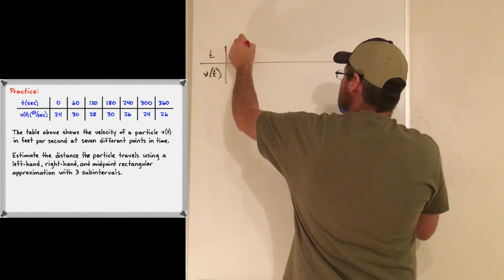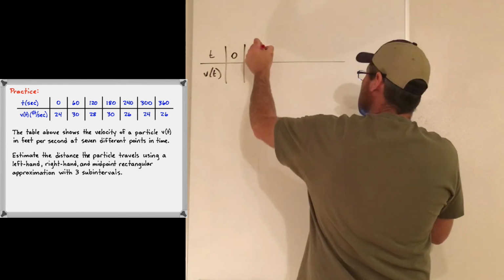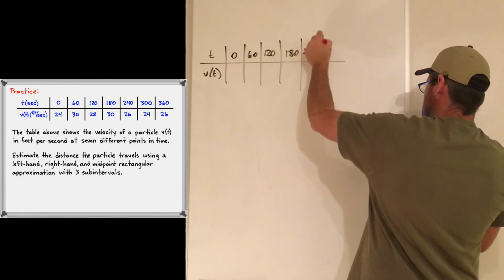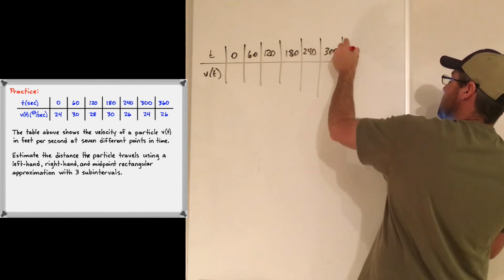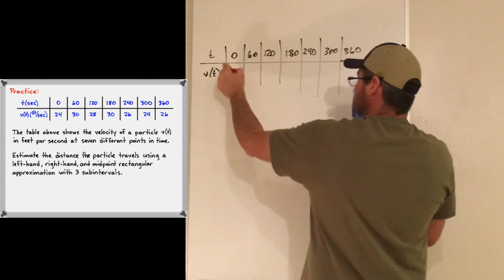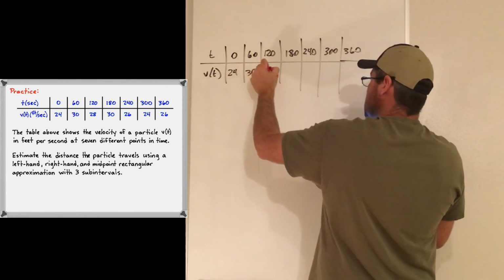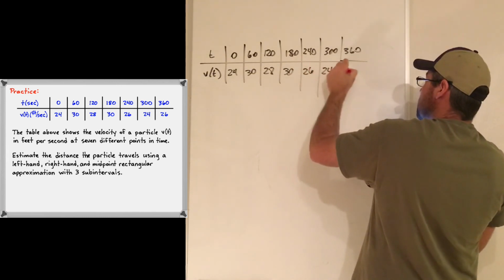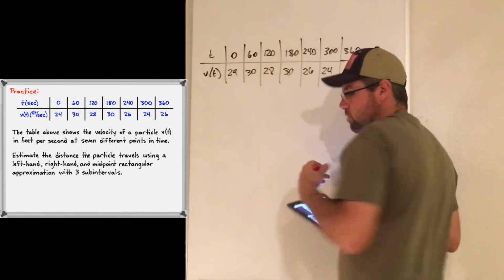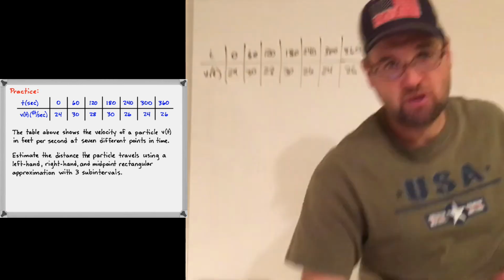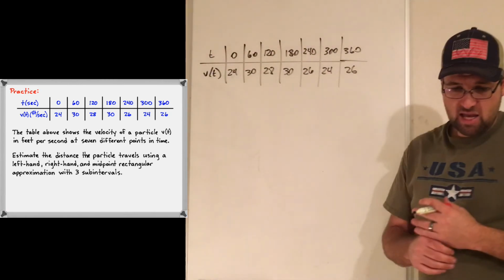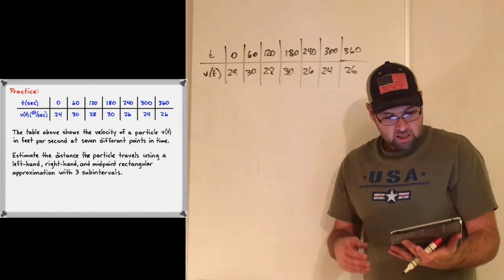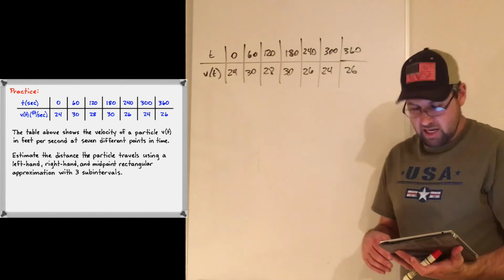From, let's see, 0, 60, 120, 180, 240, 300, 360, and 24, 30, 28, 30, 26, 24, 26. This is why tabular methods are so important, because sometimes we don't have functions to work with, we only have sets of data. Now in this question it says the table above shows the velocity of a particle in feet per second at 7 different points in time.